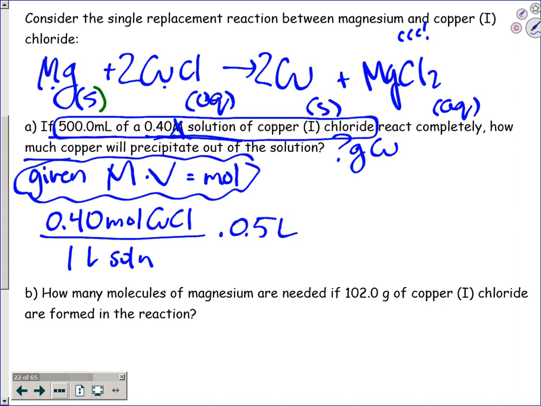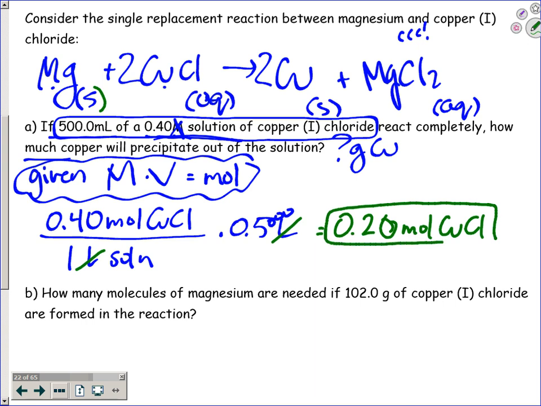So M times V. M is broken into the 2 units so you can see them better. And multiply by V, which is volume in liter form, and what cancels? Liter cancels. What's 0.40 times 0.5? 0.2, thank you. And what units remaining? Mole. I'm going to put 0.20 because this actually had a lot of sig figs there. So this is 0.20 moles copper 1 chloride.